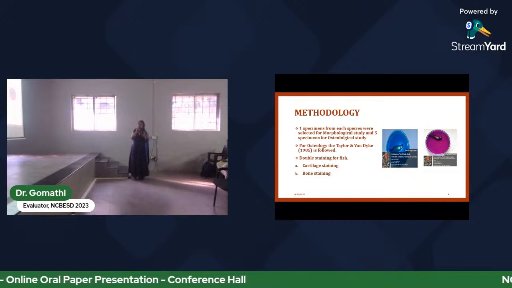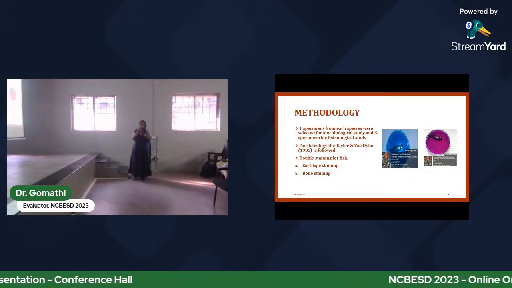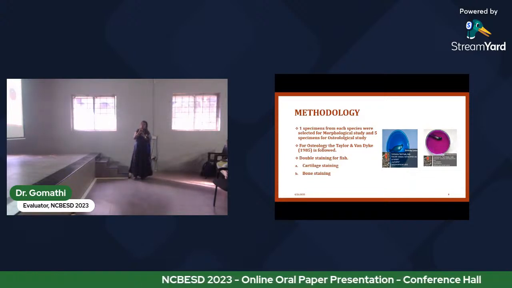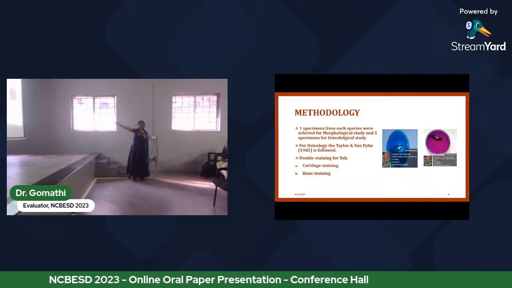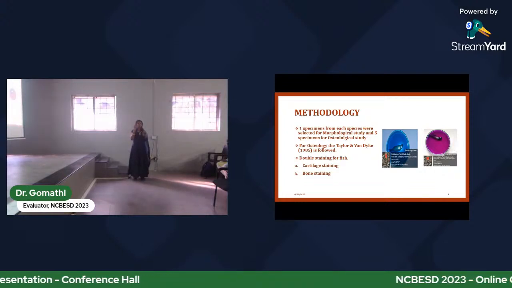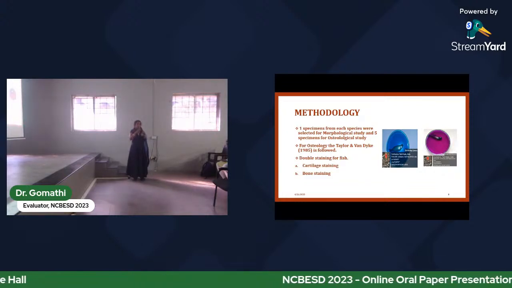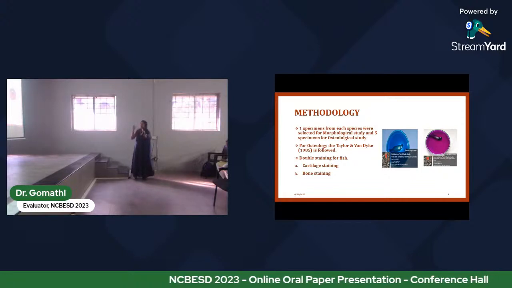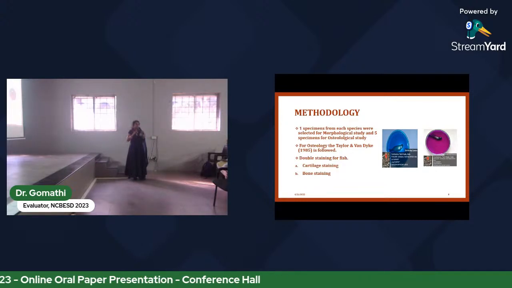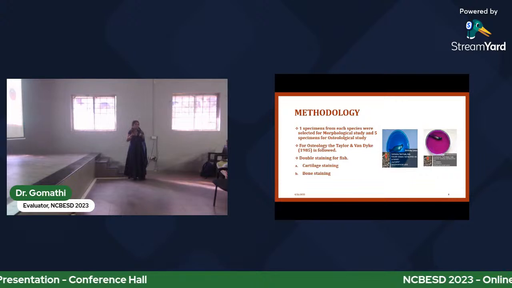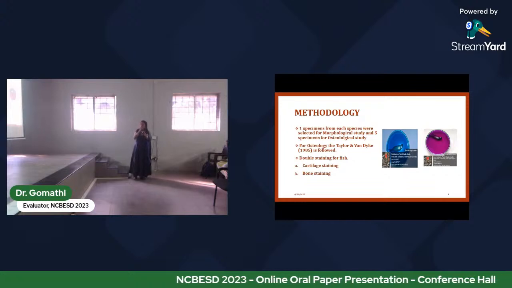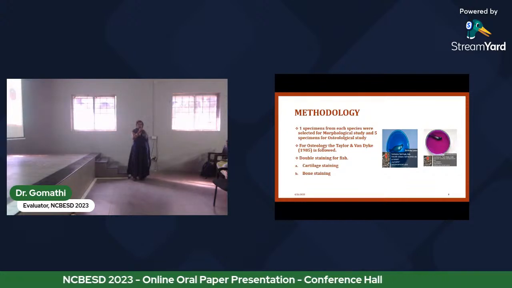For the osteological study, there are two staining methods: cartilage staining and bone staining. Cartilage staining gives the blue color image, using Alcian blue, for the visibility of individual cartilage in fish. Bone staining is for the dorsal fin. There are four types of fins in fish: dorsal fin, anal fin, pectoral, and pelvic.